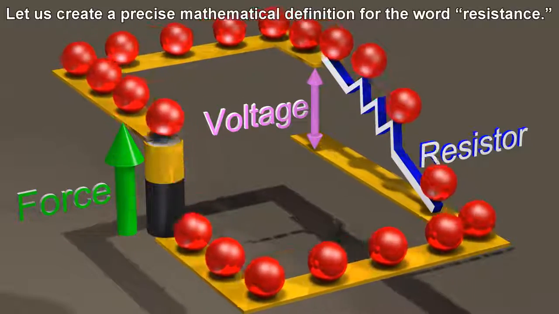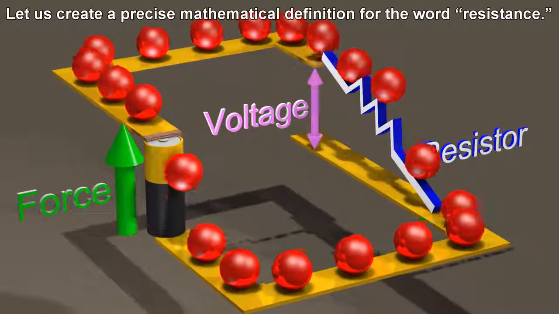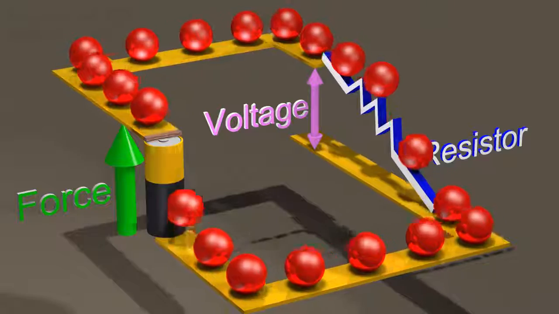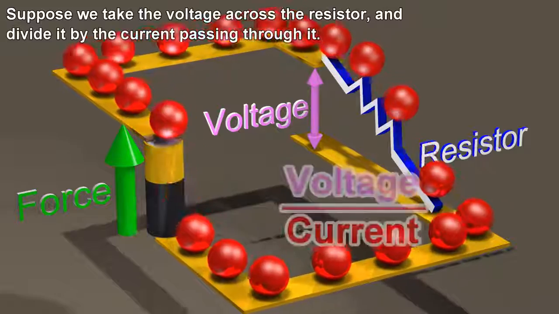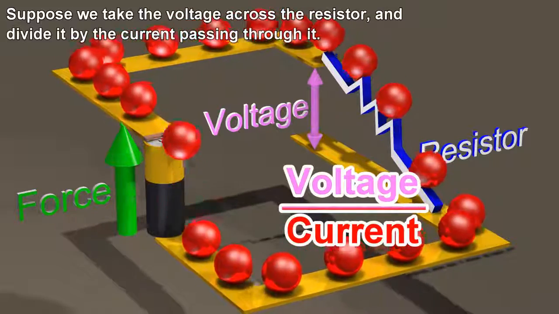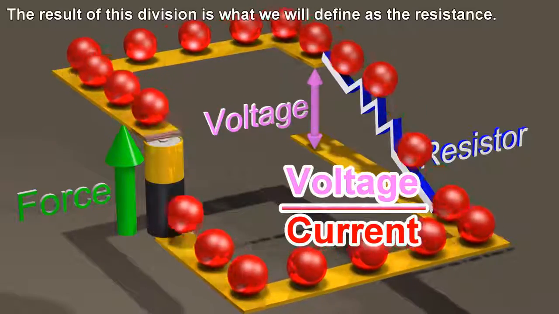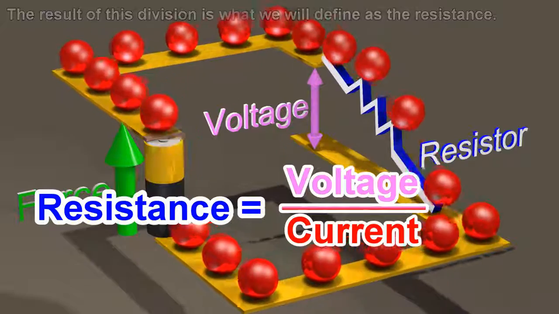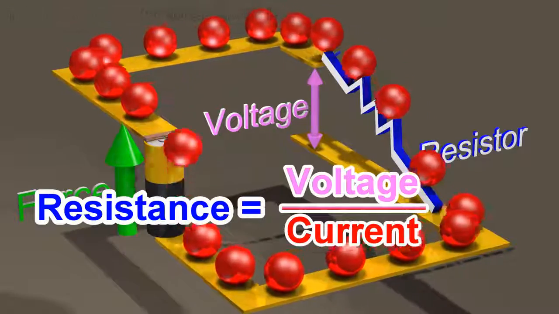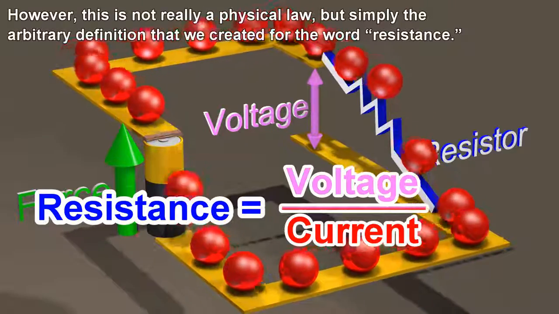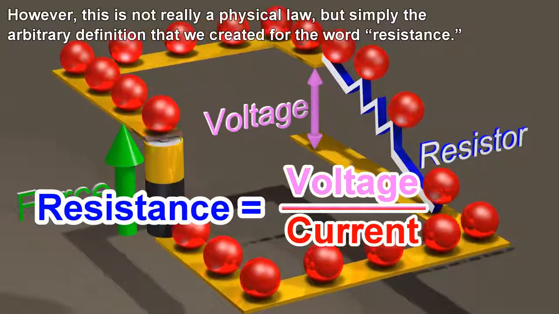Let us create a precise mathematical definition for the word resistance. Suppose we take the voltage across the resistor and divide it by the current passing through it. The result of this division is what we will define as the resistance. This is what we refer to as Ohm's law. However, this is not really a physical law, but simply the arbitrary definition that we created for the word resistance.